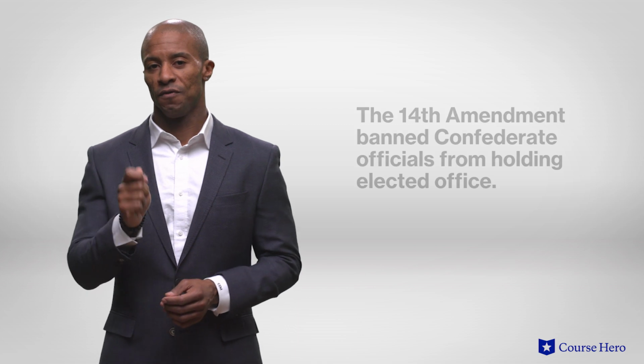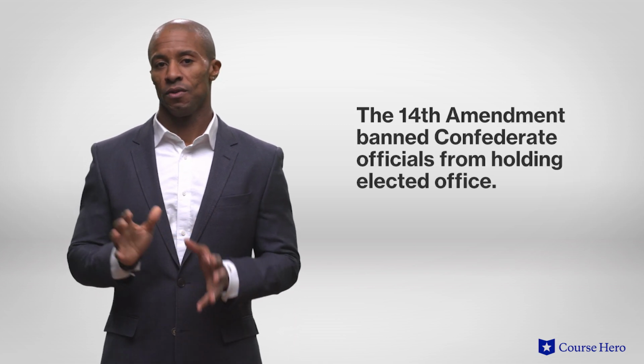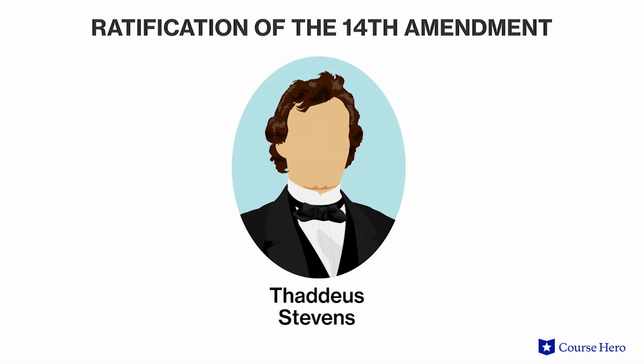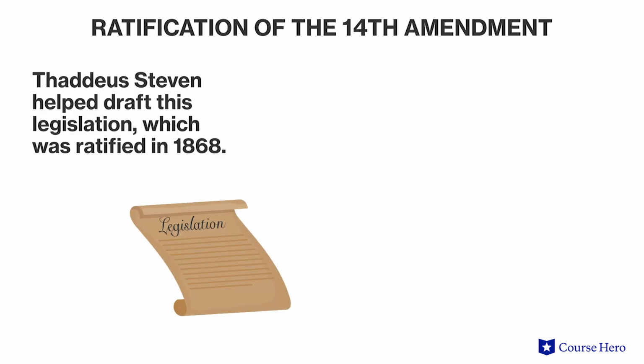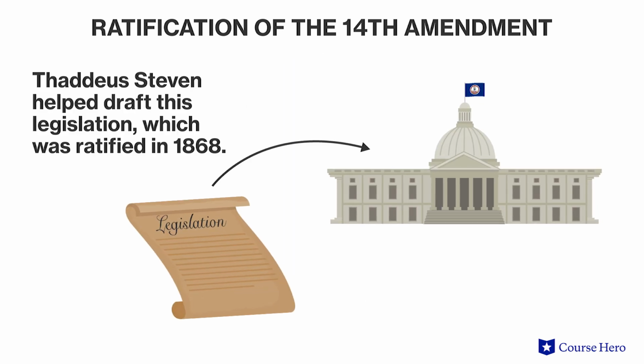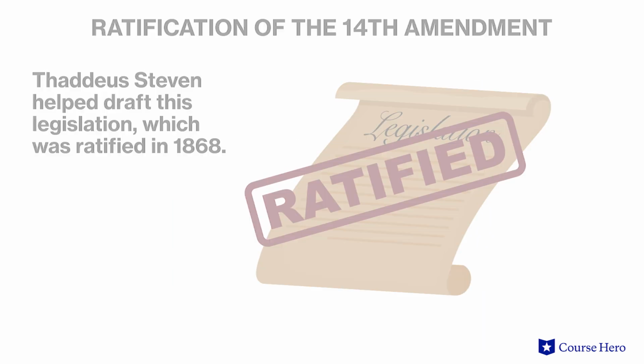Fourth, the 14th Amendment banned Confederate officials from holding elected office, though Congress excused Confederate war debt. Thaddeus Stevens, a notable leader for the Radical Republicans, helped to draft this legislation, which was sent to the states for ratification in 1866 and was ratified in 1868.